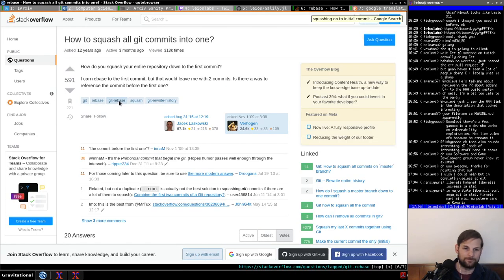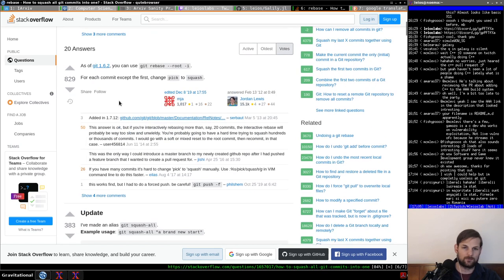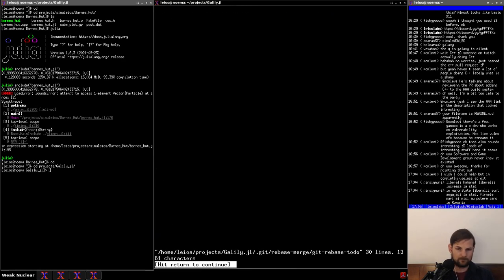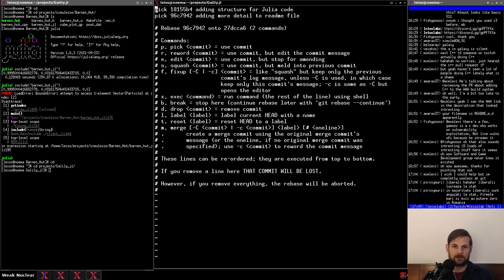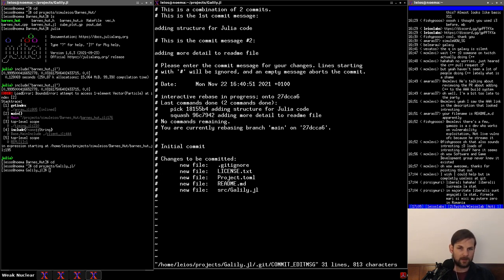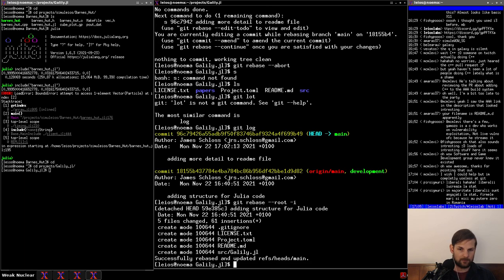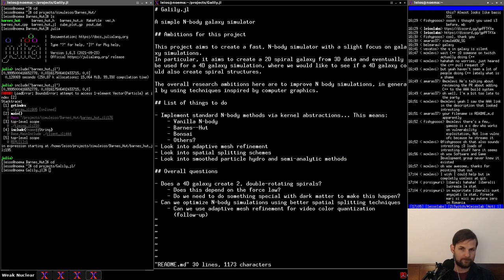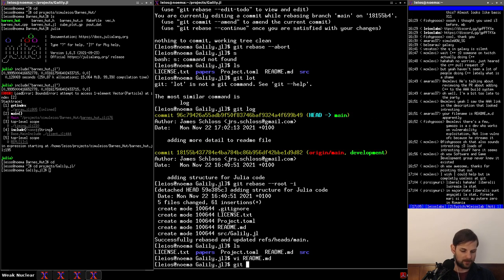Squash all git commits into one. Root, I guess, is what I need. Git rebase root -i. There we go. That's what I wanted. And we're going to squash this guy, I think. Okay. Sure, we can delete this guy. Perfect. Okay, let's do ls really quick. Vi readme. Perfect. All right. Git push origin main --force.